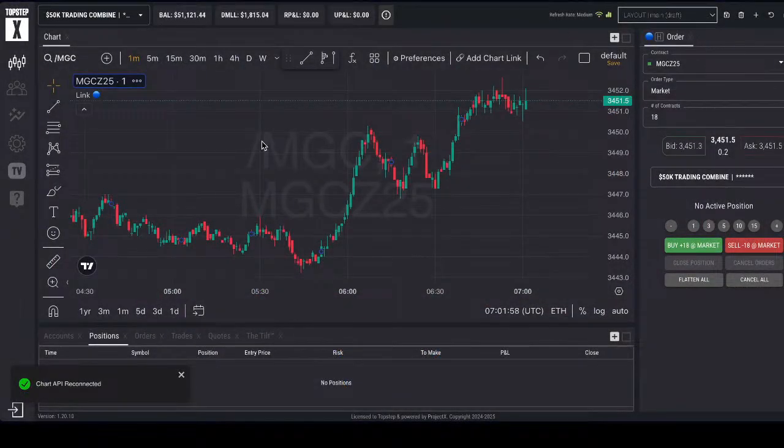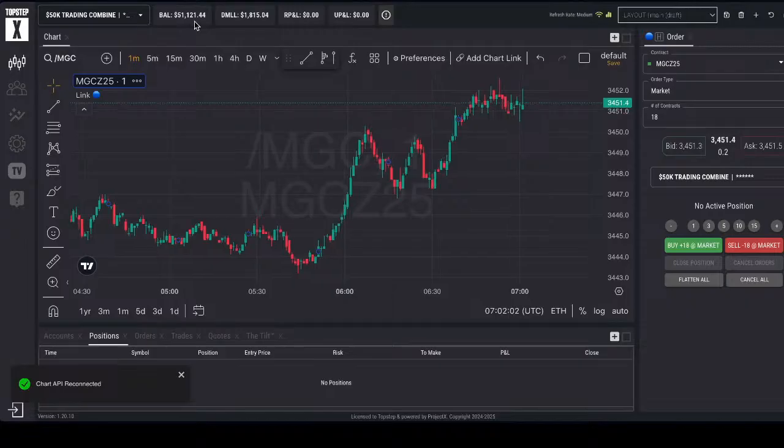I'll give a brief info about the TopStep 50k challenge. I have 51,121 as the balance, and the total drawdown which I can have is $2,000, and I'm already at 1,815, so I am around $200 in loss, but it's okay. The risk for our trade is $300 per trade, and the average risk reward is 2.